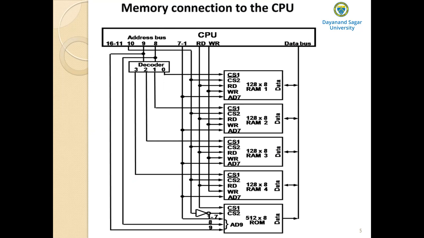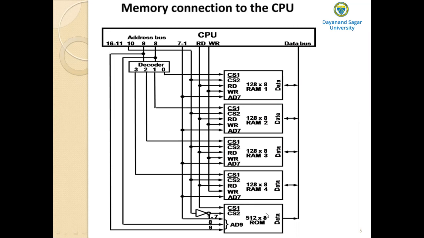So this configuration gives a memory capacity of 512 bytes of RAM. How many RAMs are there? Totally 4 RAMs: RAM 1, RAM 2, RAM 3, and RAM 4. Each of these RAMs will have which connections? Address lines, so 7 address lines. Then read and write inputs, CS1 and CS2, the chip select inputs, for the selection of the RAMs, and it has data bus lines.